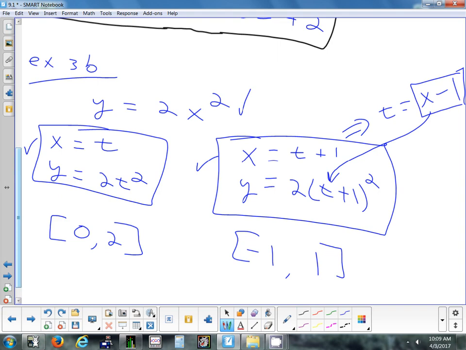Okay, any question on that? So I might have you convert something to parametric, but I might ask you to do it two different ways. There's always the easy way, and then this way sometimes you have to think about a little bit, and then you have to think about your interval to make them match.